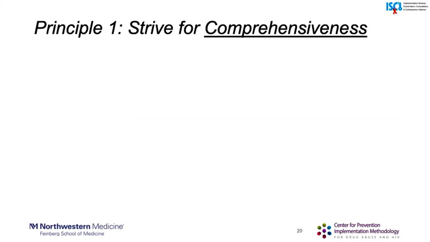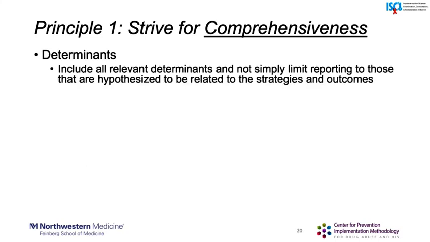So principle one is to strive for comprehensiveness. When we talk about that in relation to determinants, we mean to include all relevant determinants and not simply limit reporting to those that are hypothesized to be related to the strategies and outcomes. This is in part because certain determinants may actually be important that we did not initially consider. There's also the issue of reproducibility, and somebody being able to look at what the contextual factors were in a successful trial. If you don't have a complete picture, there's potential for it to not lead to generalizability or replication.